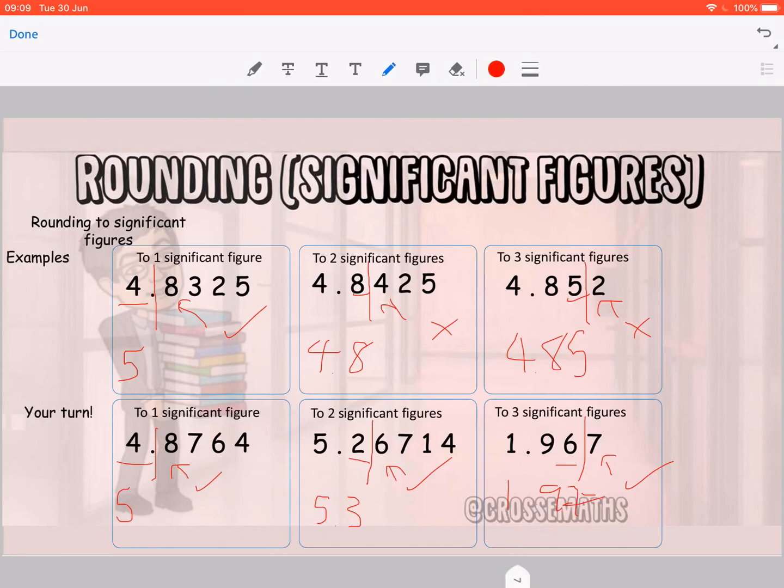Okay, if you got those right, that's brilliant. If you didn't, don't worry. Make sure the examples are down there super clear, and maybe you just need a little bit more practice.